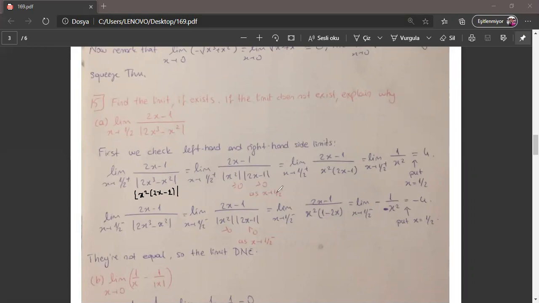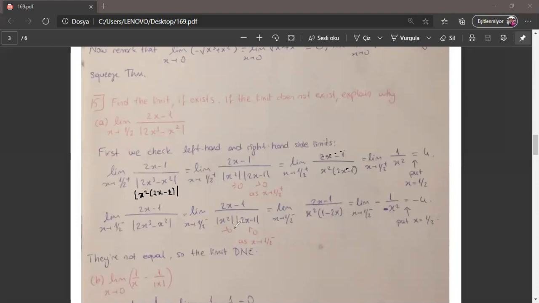So when we put something which is found to the right of this value, this will give us something positive. So it is the same outside of the absolute value. It remains the same. So here we simplify these ones and get 1 over x squared. When we put x equals to 1 over 2, we get 4. And here we have the same, right? We have the same function.